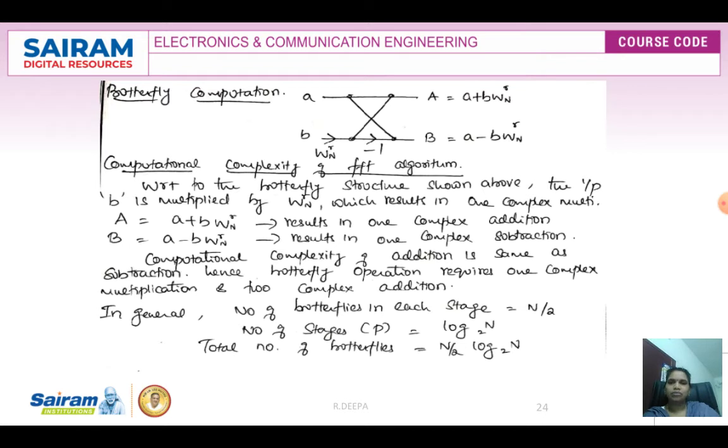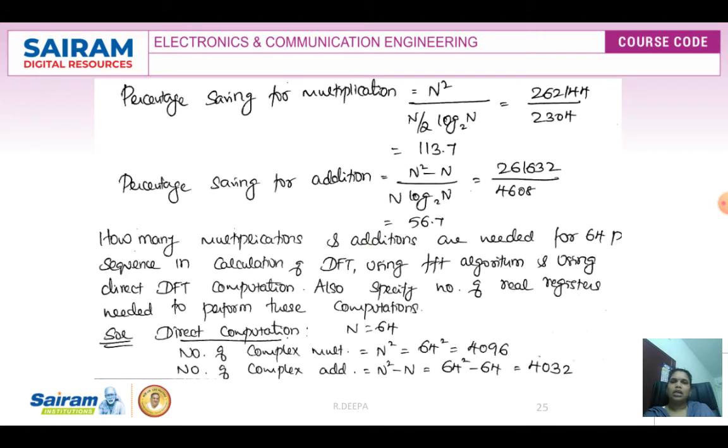Generally, the number of butterflies in each stage is N by 2, and the number of stages for each algorithm depends upon the value of capital N, with the formula log N base 2. The total number of butterflies is the number of butterflies per stage multiplied by the number of stages, so it is N by 2 times log N base 2. And you can also do the percentage calculation using the formula: for multiplication it is N by 2 log N, and for addition it is N log N base 2.